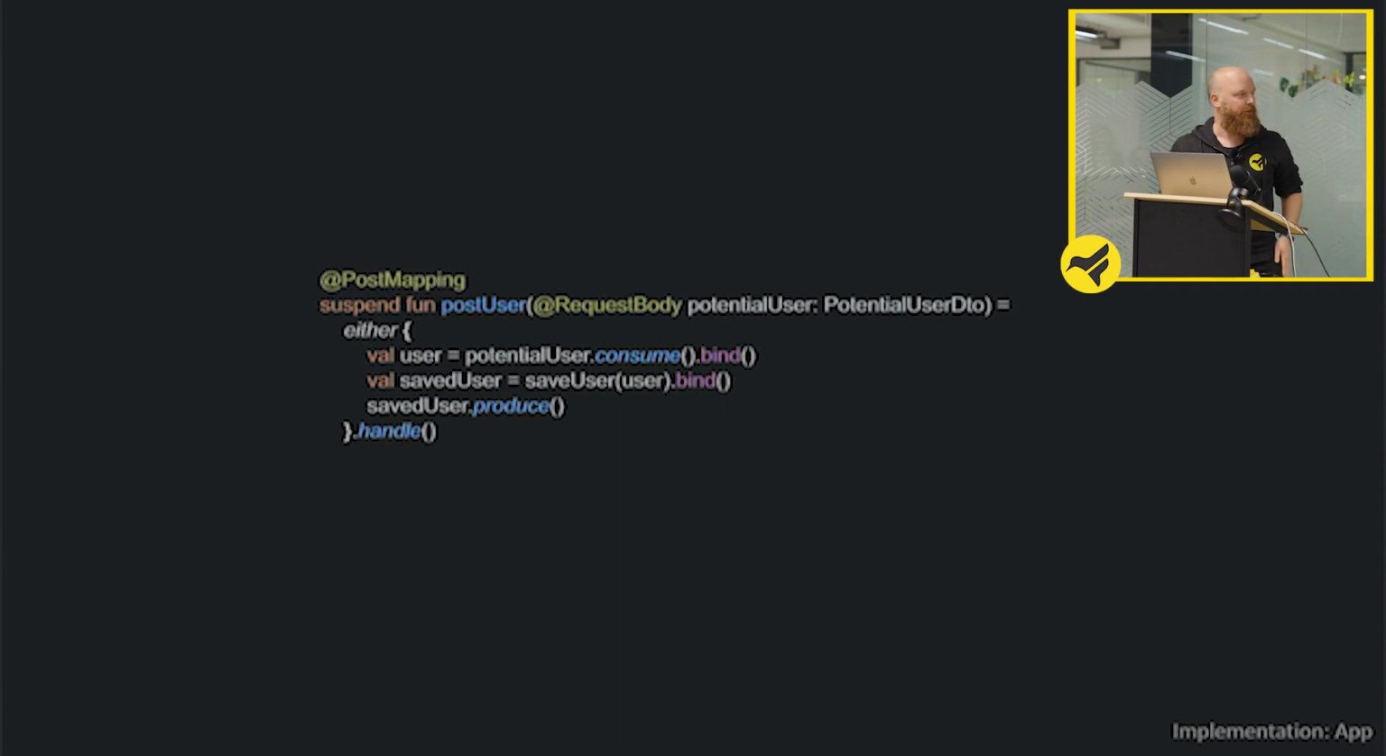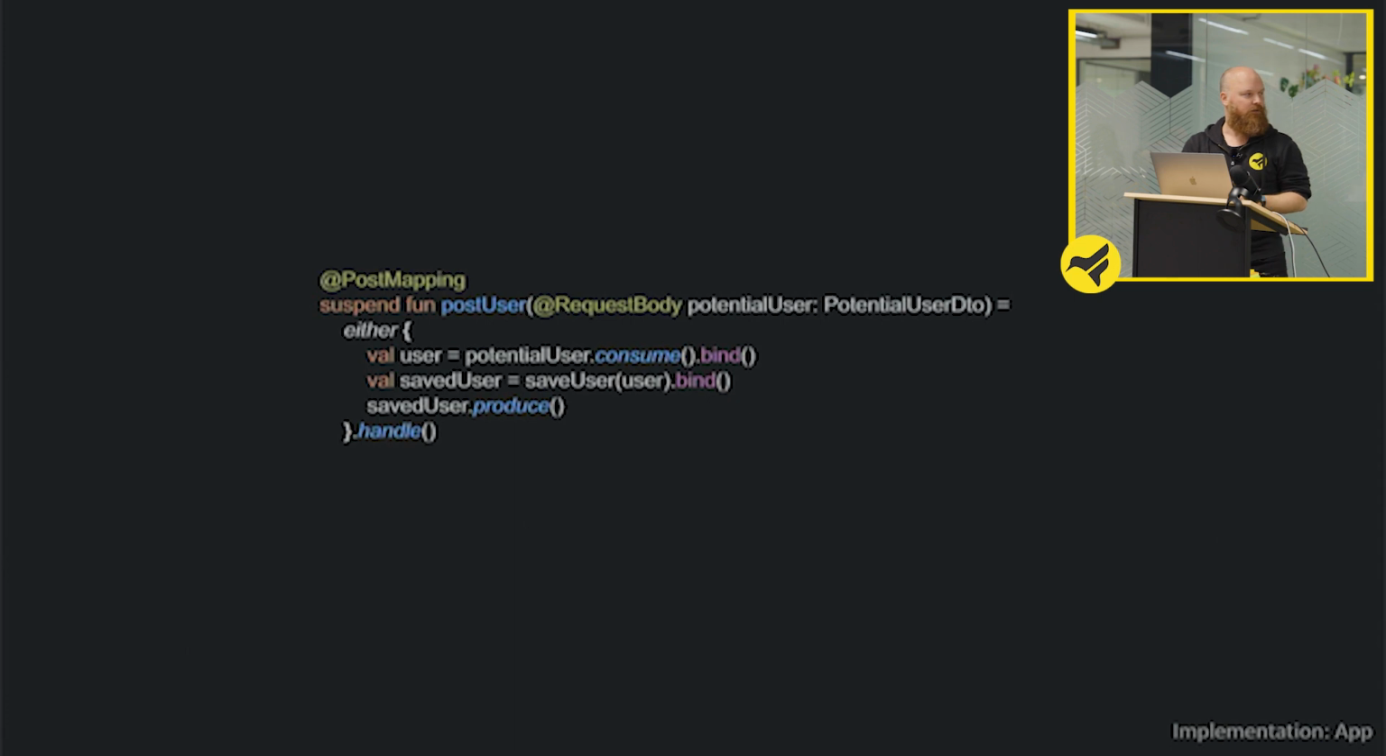So let's use Spring. And then there is a potential user DTO coming in. And then you can map it, again in either syntax. There is a potential user, and you consume that. So you map the potential user to the actual domain user. And then there is this bind operator, or bind function, which only exists in the either scope, that extracts this right-hand side of the either and puts it in this value user. But if it would go wrong, then it would actually go to the either scope, to the left-hand side.